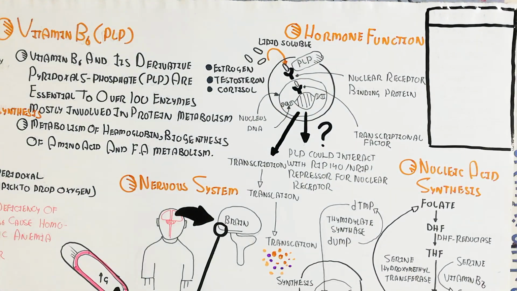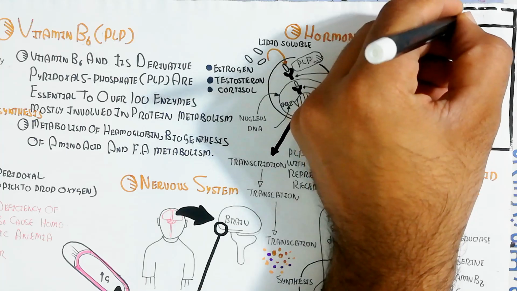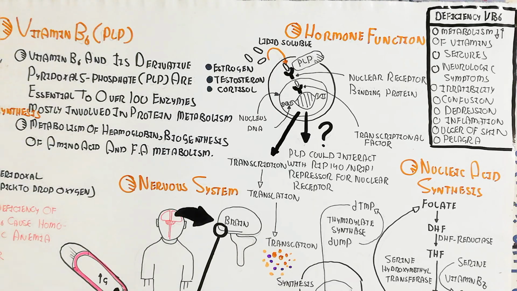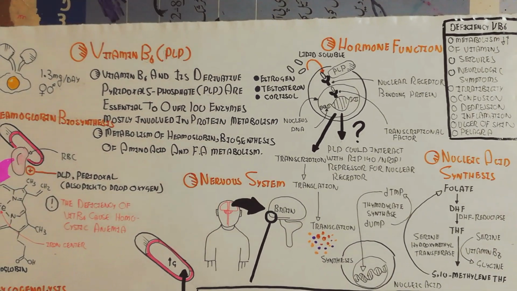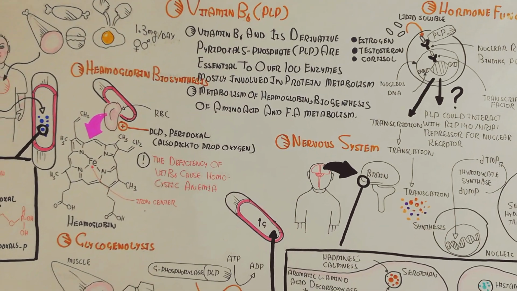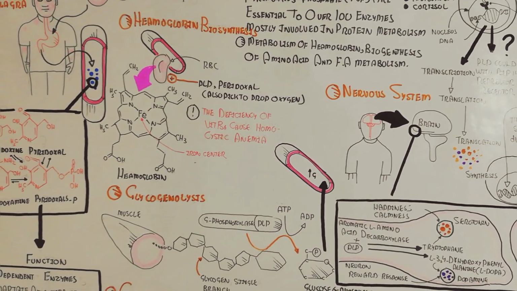Deficiency of vitamin B6 will lead to metabolism disruption and disruption of other vitamin metabolism, and seizures will occur, neurological symptoms, irritability and confusion, depression, inflammation and ulcers of the skin as well as pellagra. You need to understand all these things. Vitamin B6 produces ATP, and supports glycogenolysis, gluconeogenesis, hemoglobin biosynthesis, hormone function, and in this way muscle growth due to protein synthesis and nucleic acid synthesis.